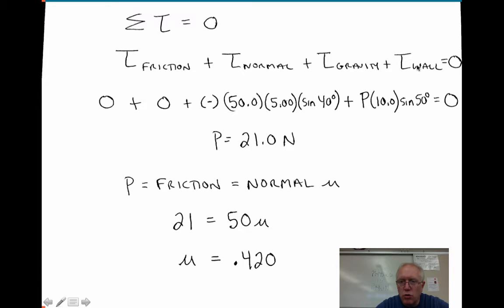So the torque of the wall is the force of the wall. I don't know its value yet. I'm about to, though. It's at 10 meters from the point that I picked as my point of rotation. It's on the other end of the ladder. And as I pointed out before, the sine of the angle between them is 50 degrees. So solving for P, I get 21 newtons. P, remember, is equal to friction.